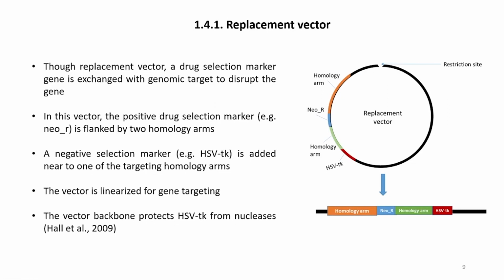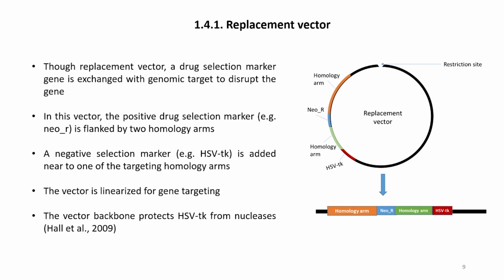Let us now focus on the first type, the replacement vector. So you can see here the replacement vector which has two homology arms, as we have discussed earlier, then the selective markers, and there is a restriction site here. When this restriction site acts on this vector, it will linearize the vector as in this. Through a replacement vector, a drug selection marker gene is exchanged with the genomic target to disrupt the gene.